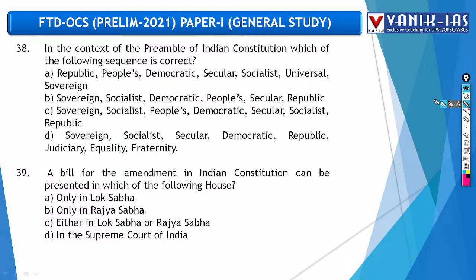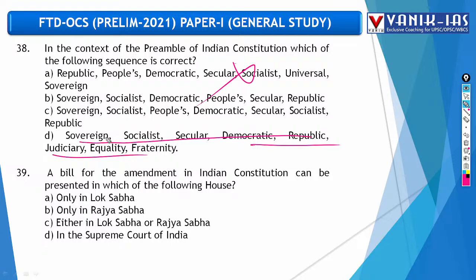Okay. Next. In the context of the Preamble of the Indian Constitution, which of the following sequences is correct? Republic, Sovereign, People's Democratic: no, this is wrong. Sovereign, Socialist, Secular, Democratic Republic, then justice, equality and fraternity.